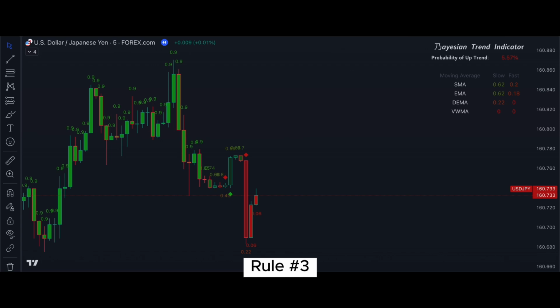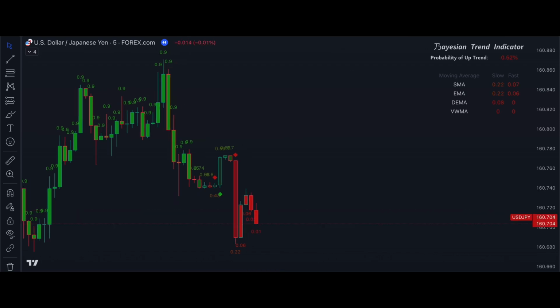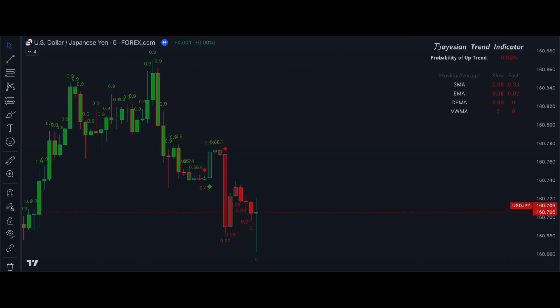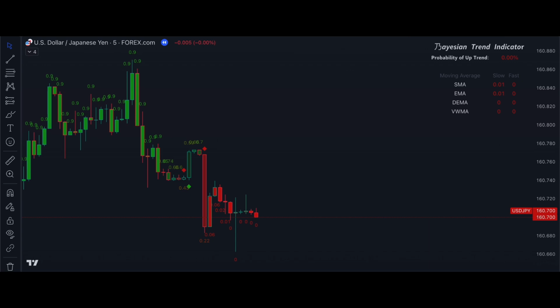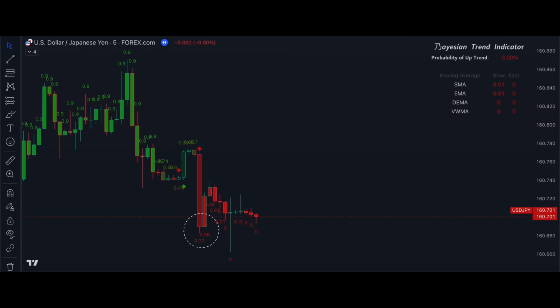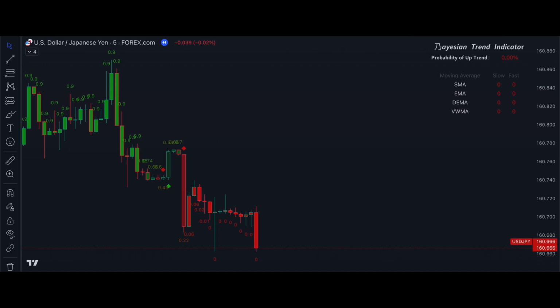Rule number 3. Remember that price has to close lower than previous lows for us to be able to take this trade. And since you can see that price hasn't closed below this previous candle right here, then all we have to do now is wait. And as you can see, price is now consolidating for a while, but if we fast forward just a little bit, you can now see that price has finally closed below that previous low over here, and we are now ready to get into a short position.